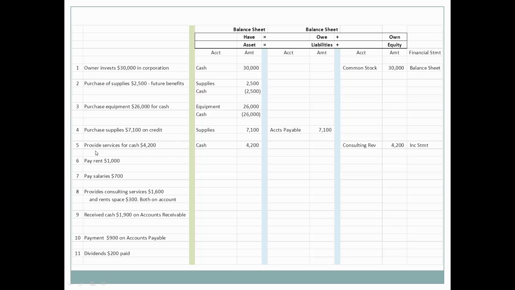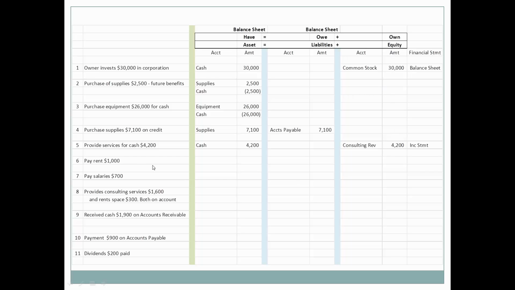Next, let's look at earning some income. So the business is open now for business, and now they're going to earn some income. They provided services. They received cash for those services in the amount of $4,200. So cash went up $4,200. Consulting revenue, which is the type of service they provided, went up also by $4,200. Consulting revenue will be found on the income statement. The income statement will only have revenue and expenses.